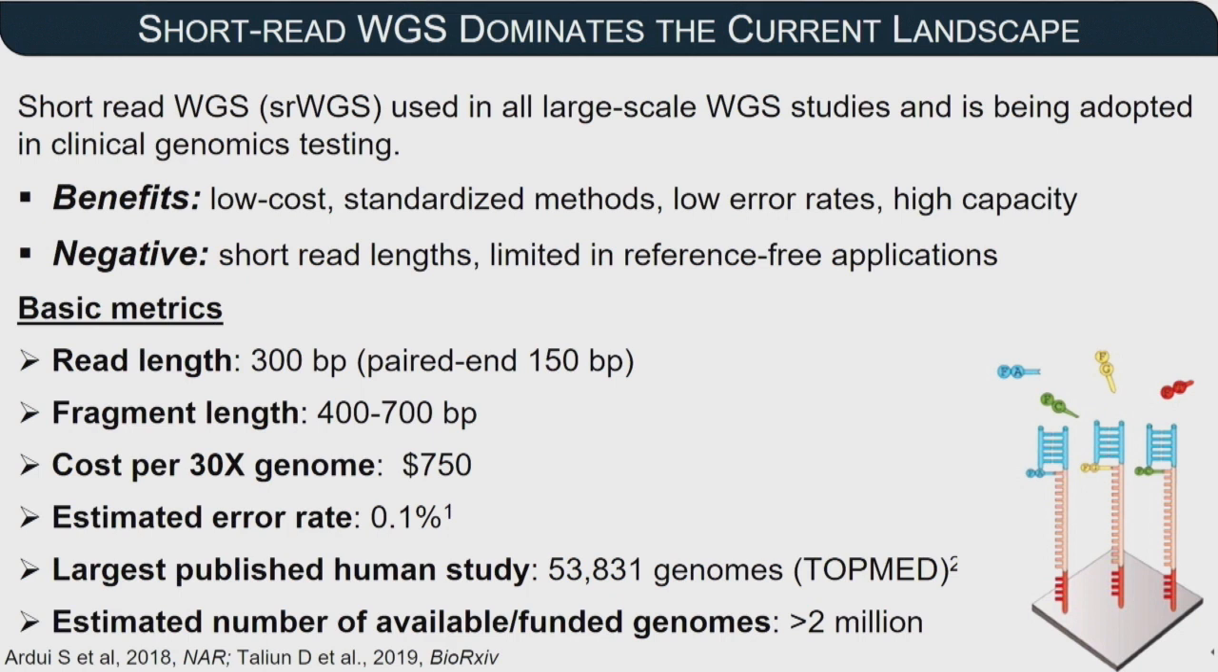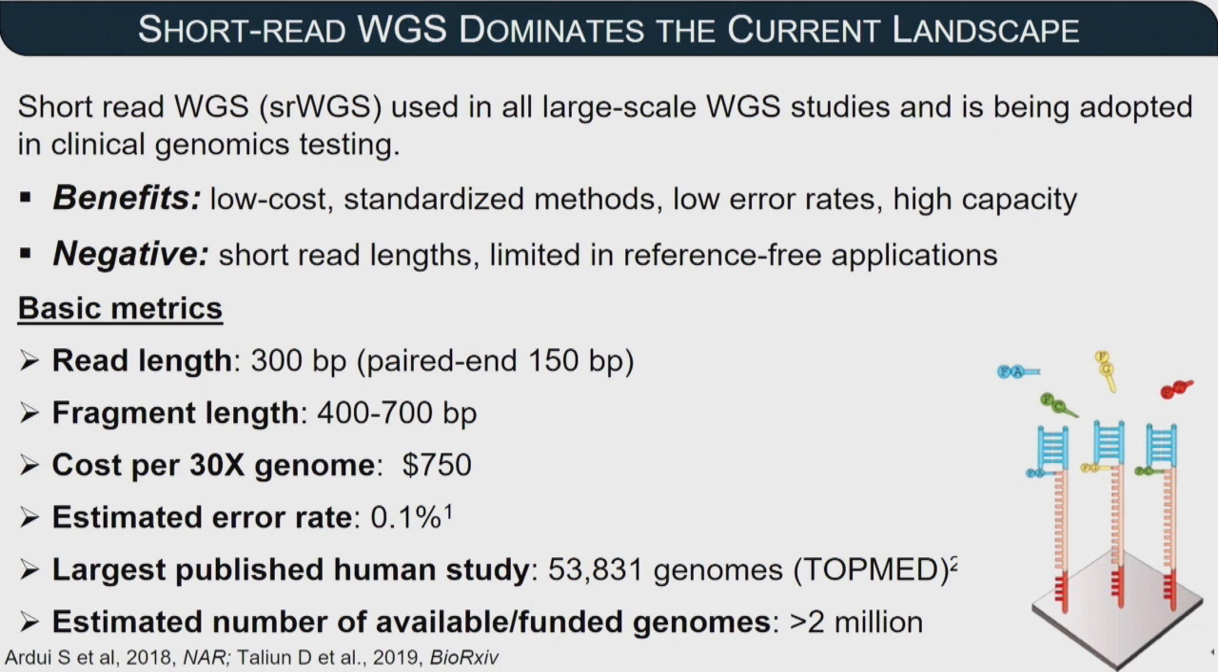So here are some of the basic metrics. You get 300 base pairs. It's around $750 per genome, about 0.1% error rate. There's the largest published human study. I thought it would be important to benchmark where we are. I think maybe there's a misperception of where some of these technologies are and how much work has been done on them. So the TopMed study is on bioRxiv right now. It's 53,000 genomes. There's about 140,000 sitting around the CCDG TopMed consortium.